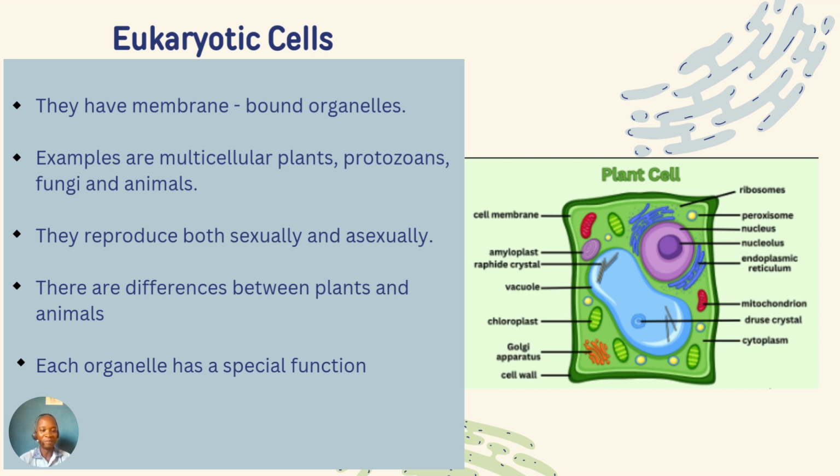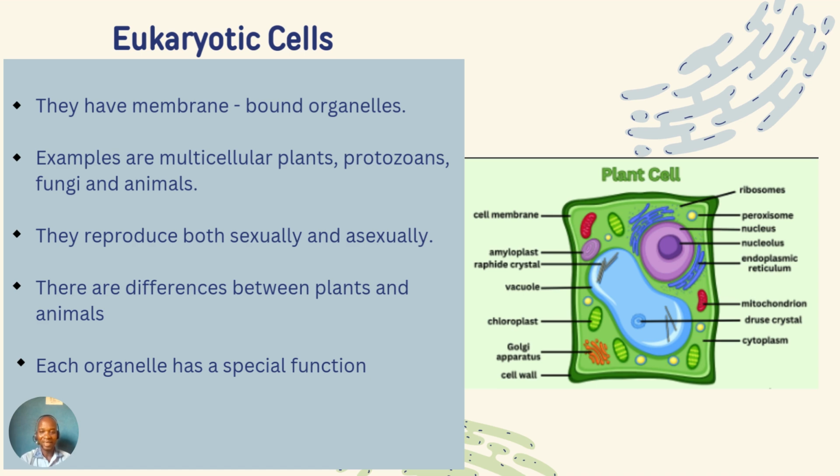They reproduce both sexually and asexually, depending on their level of organization. They are different between plants and animals. There are things that make them different from each other. Now, each organelle found in these cells has a specific function that it delivers.